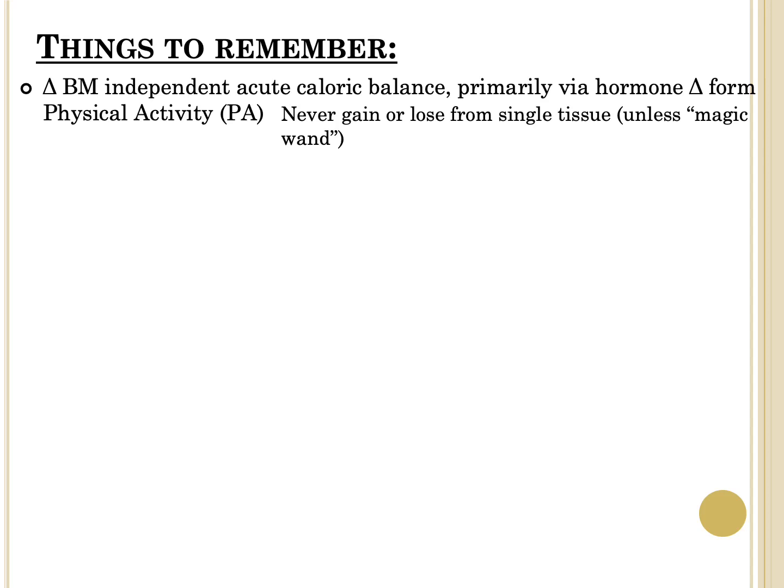However, this is not due to the caloric balance, it's more due to the nutrient balance issue, by changes of hormonal signals that occur due to the nutrient balance associated with the change of hormones due to physical activity. And once again, we can never gain or lose from a single tissue unless we're using the quote unquote magic wand of liposuction.